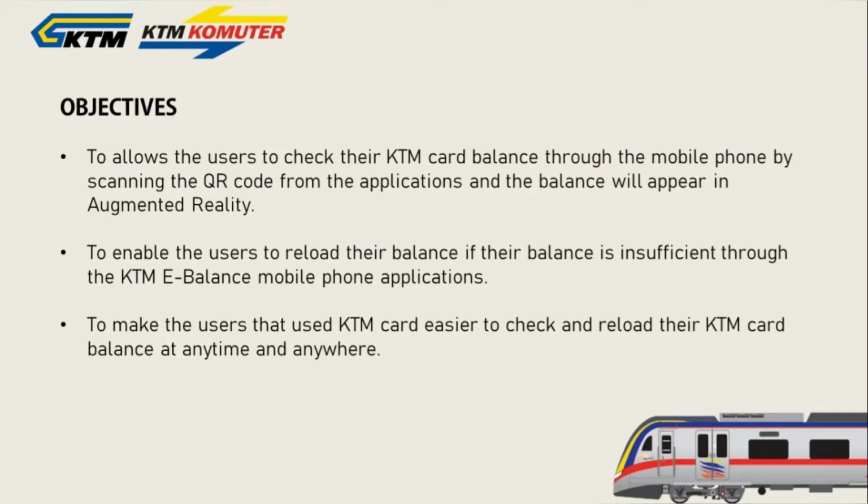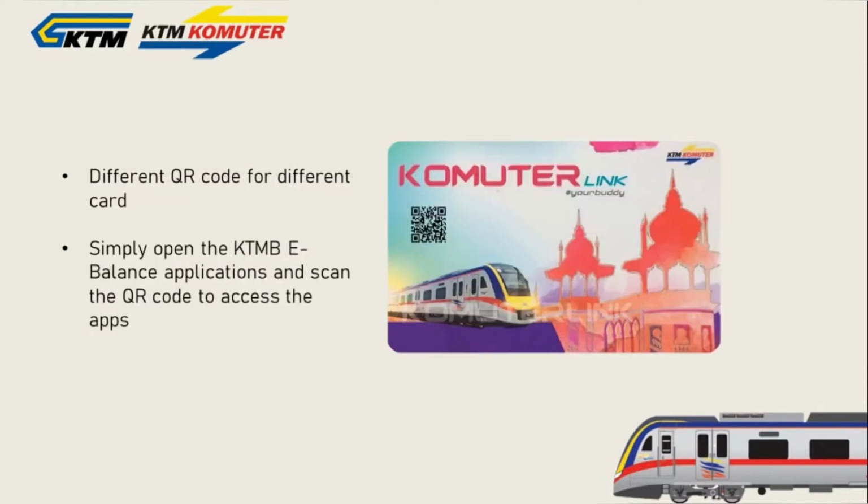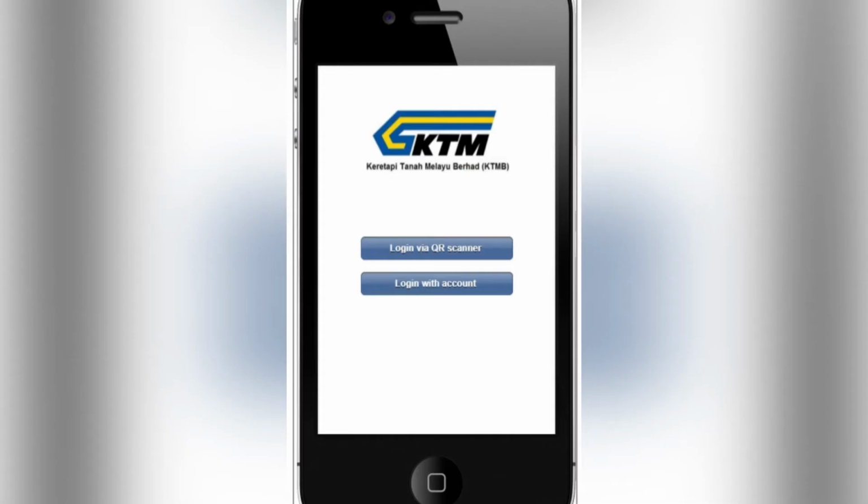So here, the Ktmb E-Balance application will help the user to check their balance and also reload the KTM card just from an application. So what we are doing is that on each KTM card that has been produced or registered, we have a different QR code for each user. Now let's take a look at the Ktmb E-Balance application.